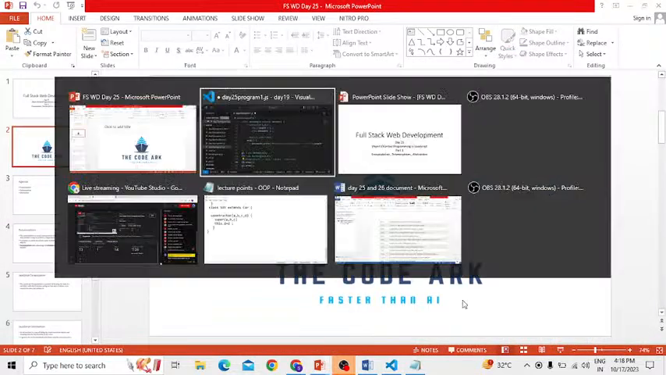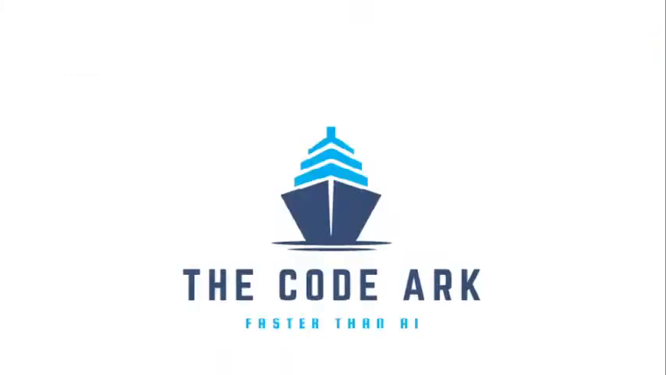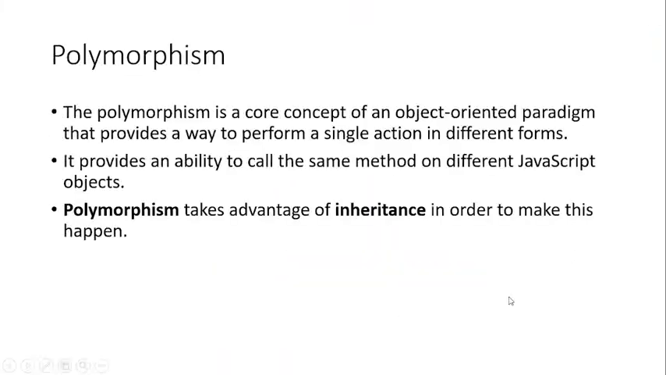Okay? For example, one minute here. Before I give you another example, look at the point I've mentioned here. This is the core concept of the object-oriented programming paradigm, which provides a single way to perform a single action but in different forms. Am I right? A single way to perform a single action, and that too in different forms. It is the ability to call the same method. Come on, read the second point.